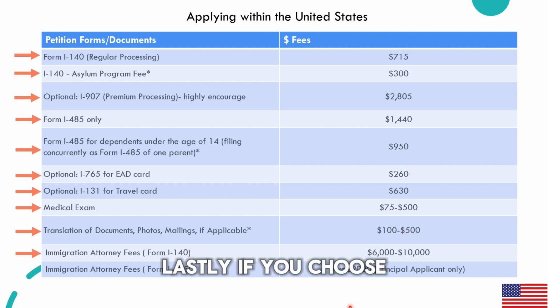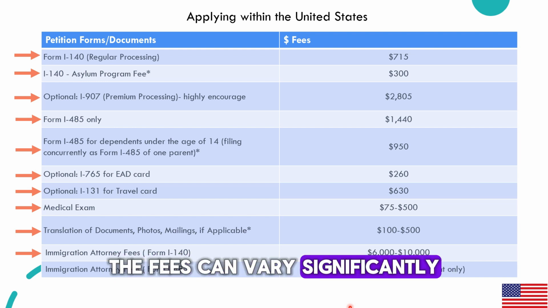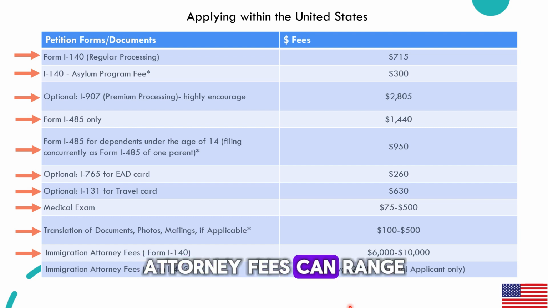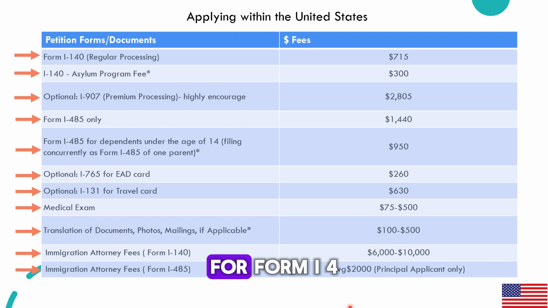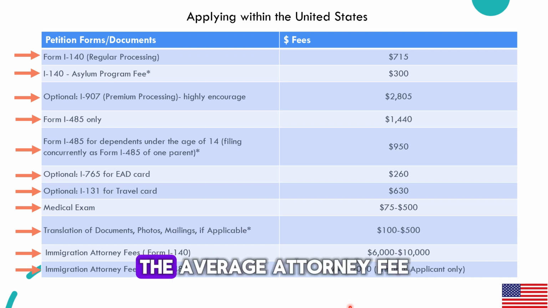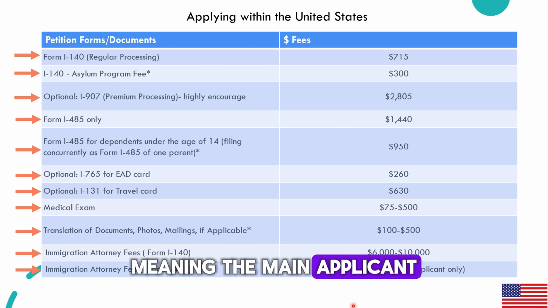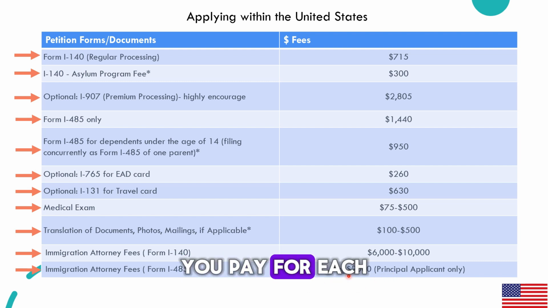Lastly, if you choose to hire an immigration attorney, the fees can vary significantly. For Form I-140, attorney fees can range from $6,000 to $10,000. For Form I-485, the average attorney fee for the principal applicant, meaning the main applicant, is around $2,000. So that means if you are filing as a family, you will pay for each person you add to the application.